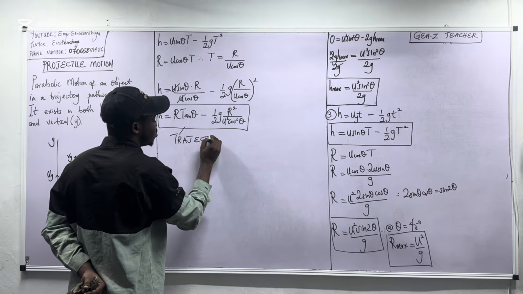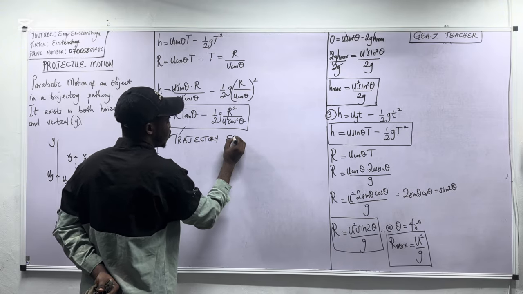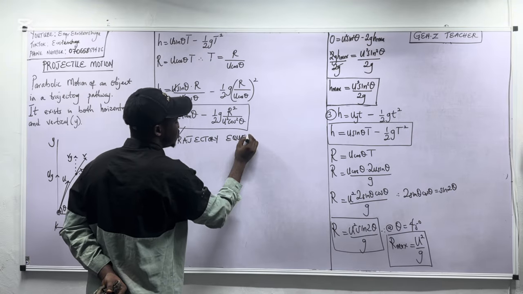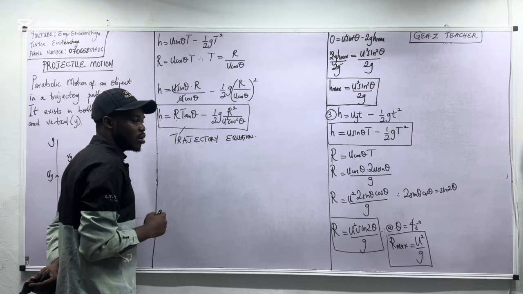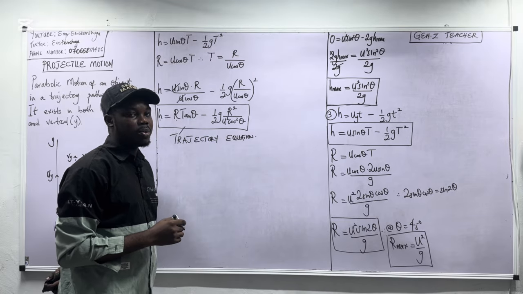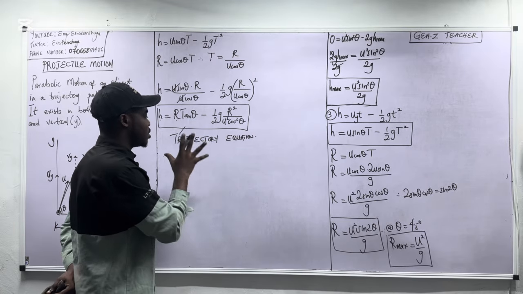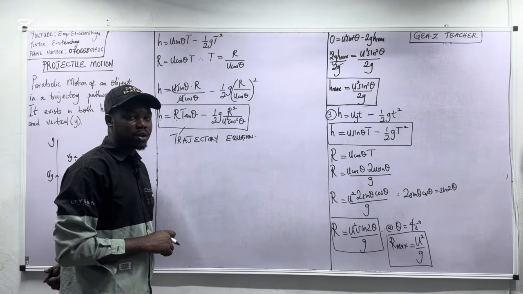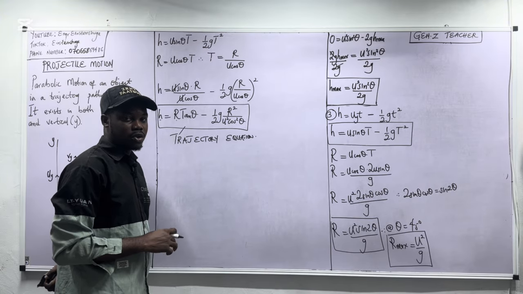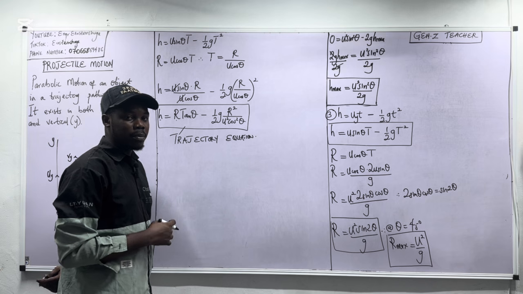This is what we call the trajectory equation, because it relates both the vertical and the horizontal motion of a projectile. Now this is the end of projectile motion. We're going to see a few questions, maybe 3 or 4, just to master the equations given before now.